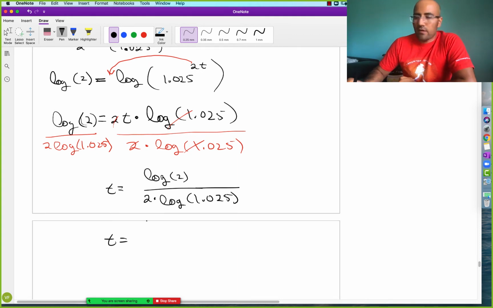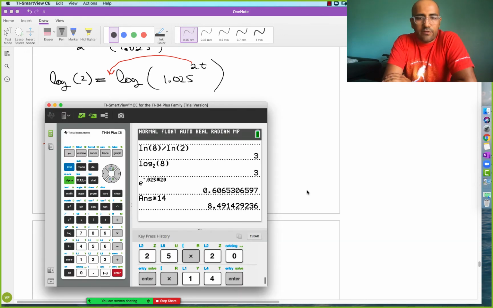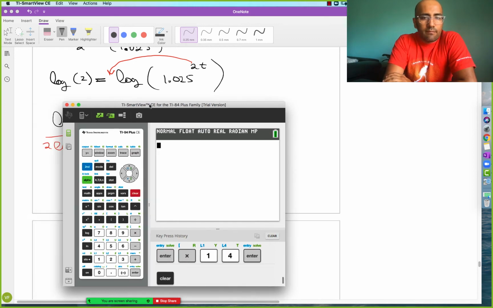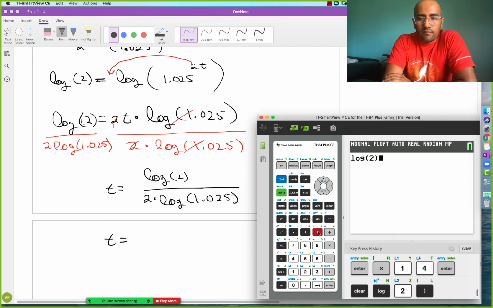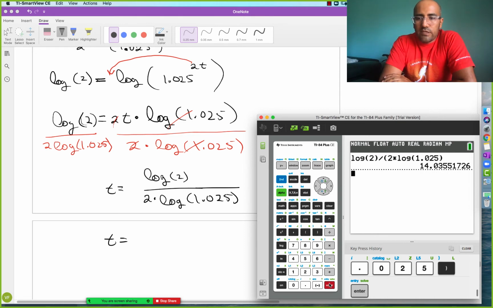Good. Okay, so now we get our calculator and check that. I can also separate it as being times 1/2 the product of that division. Anyway, different ways for you to type it in. So log of 2 divided by, and then in parentheses I'm going to put 2 times log of 1.025, close parentheses, and we get 14.03551, 14.03552.